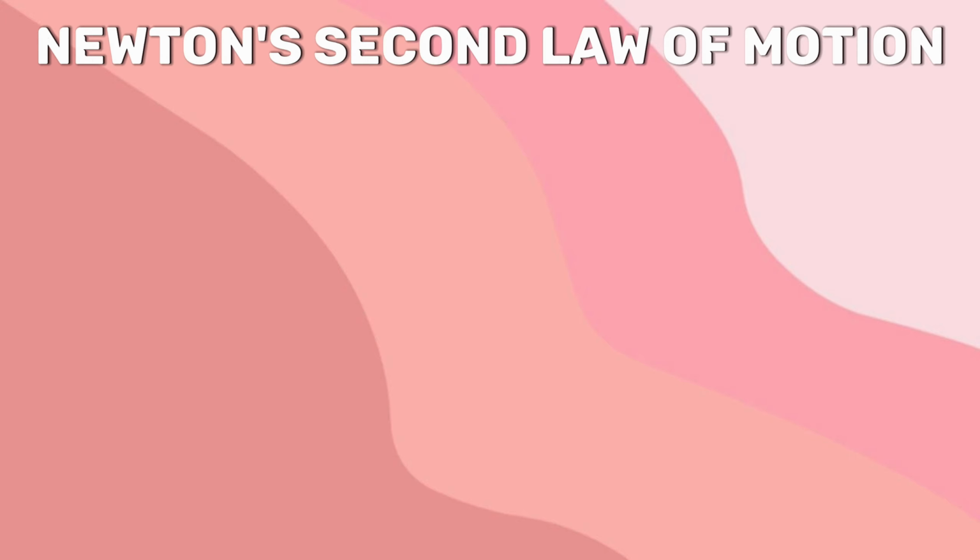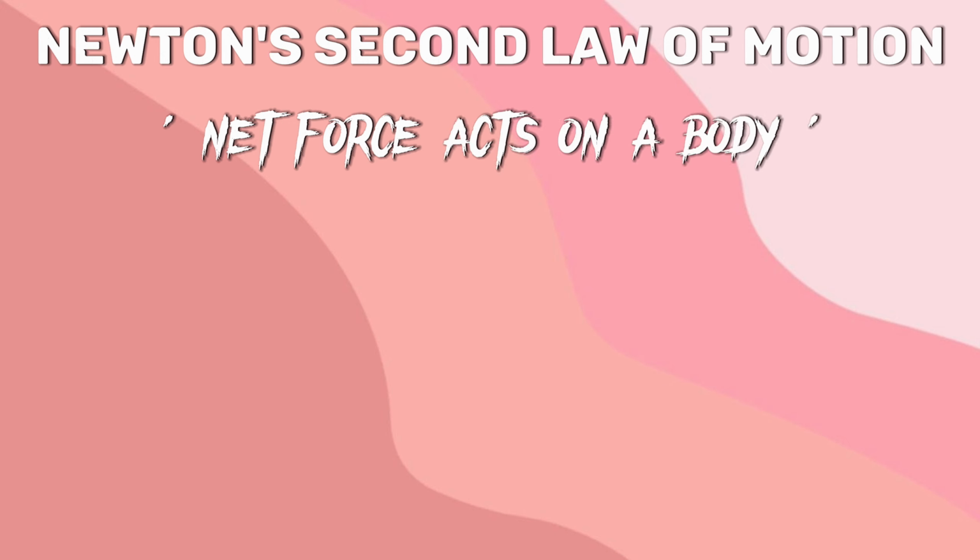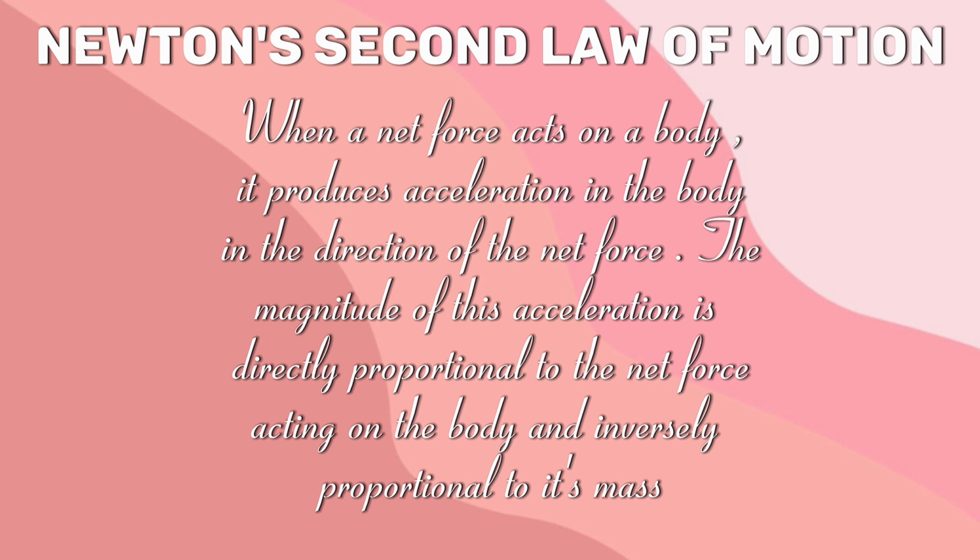So now we will discuss Newton's second law of motion. Newton's second law of motion deals with the situations when a net force is acting on a body. It states that when a net force acts on a body, it produces acceleration in the body in the direction of the net force. The magnitude of its acceleration is directly proportional to the net force acting on the body and inversely proportional to its mass.